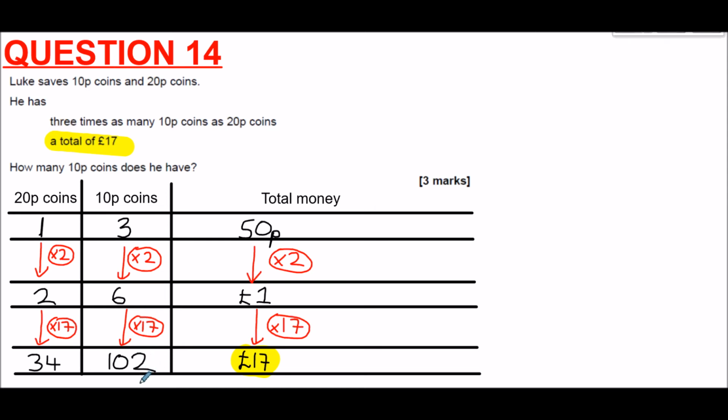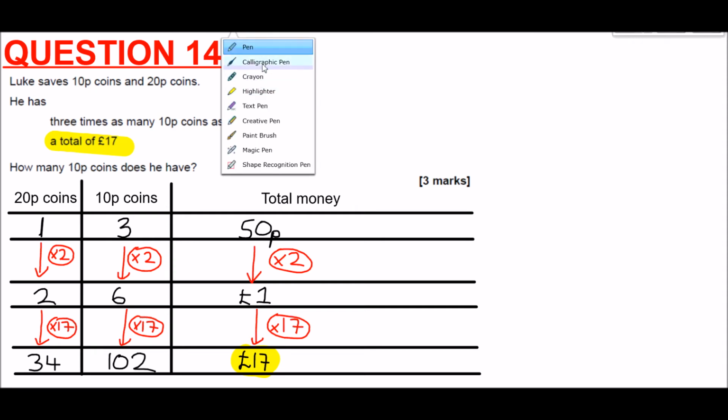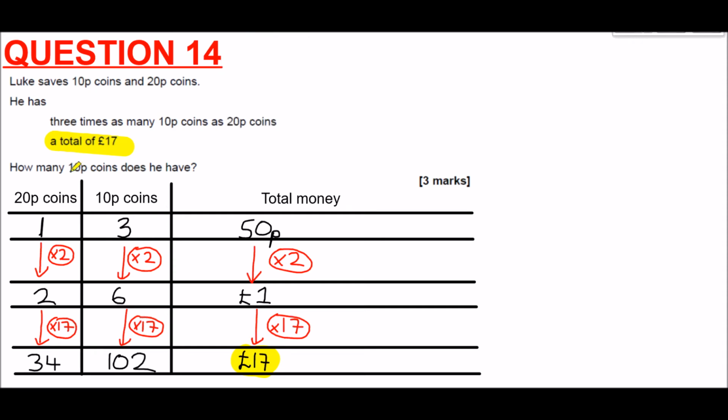And so, when the question says, how many 10p coins does he have? We've just worked out that he must have 102 10p coins.